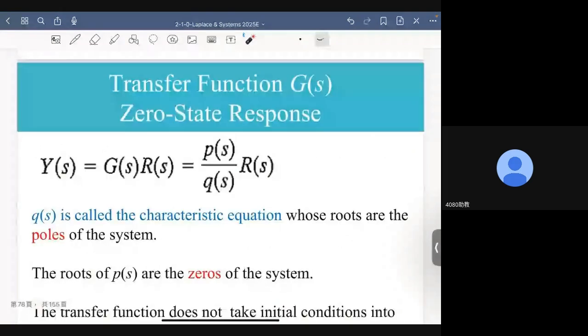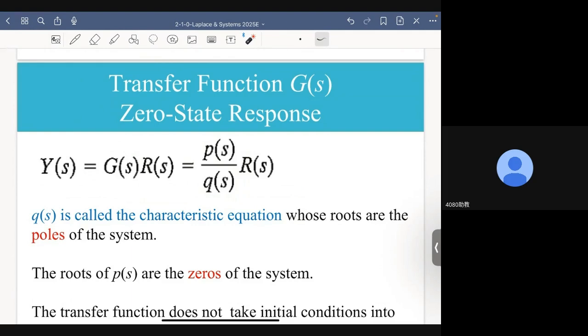Remember that we define zero state response as this. Okay, where P of s over Q of s is the transfer function, and here, please remember that Q of s is what we call characteristic equation. Okay, this term characteristic equation, you should have seen it before in the class of engineering mathematics when solving differential equations. Okay, you should have encountered characteristic equation. Okay, if you have no recollection, you just don't remember it. Okay, doesn't matter. I will review that idea later in the later part of this course.